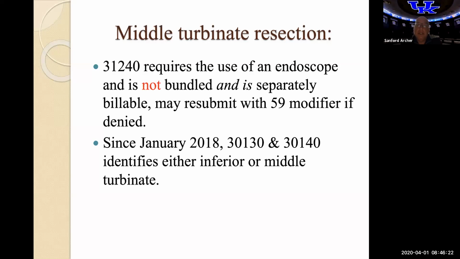But since January of 2018, both the excision codes and the submucosal resection codes, 30130 and 30140, identify that it could be either an inferior or a middle turbinate that's involved for the resection. So there are some codes that you can still use, although the endoscopy code is a better code for the concha and will reimburse better.